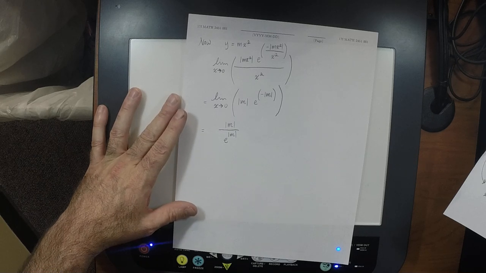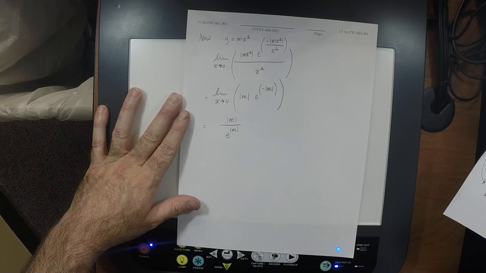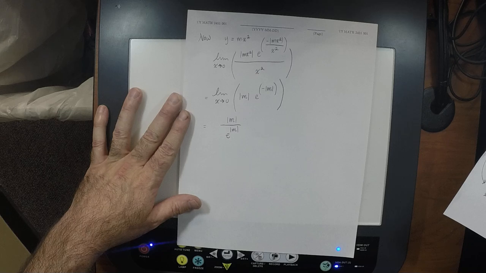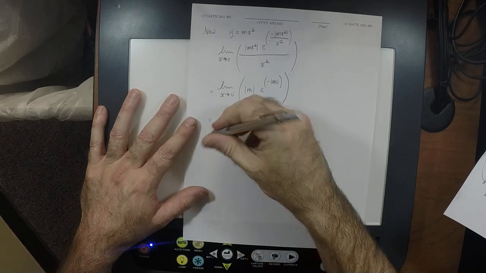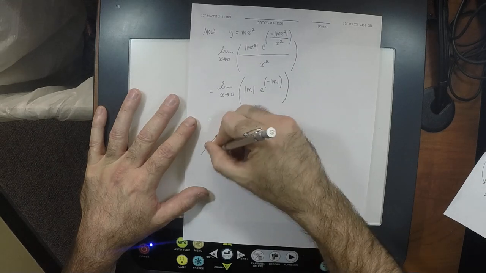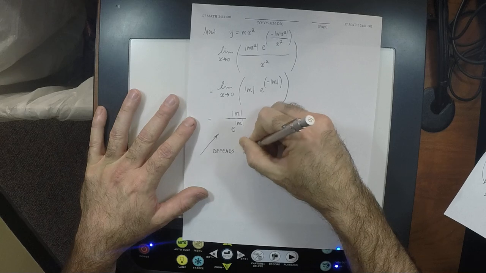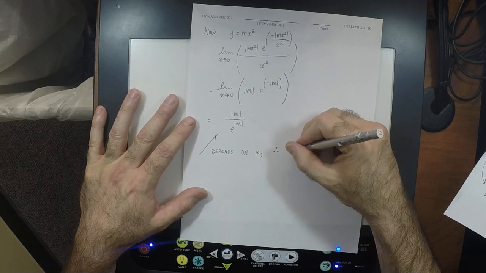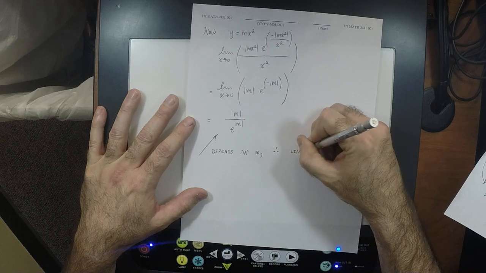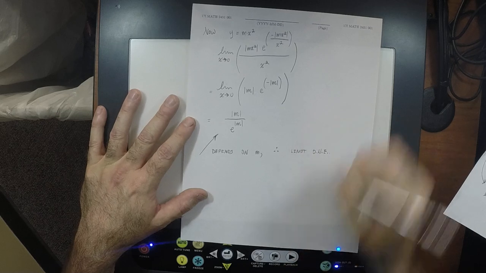That's interesting. So does the limit exist? It doesn't. The limit doesn't exist because if limits exist, they must be unique. Interesting. So this depends on m. And therefore, the limit doesn't exist. Interesting.